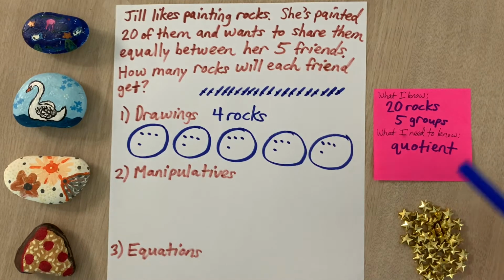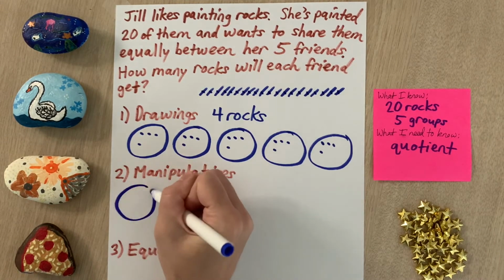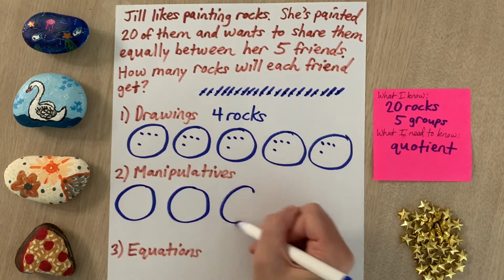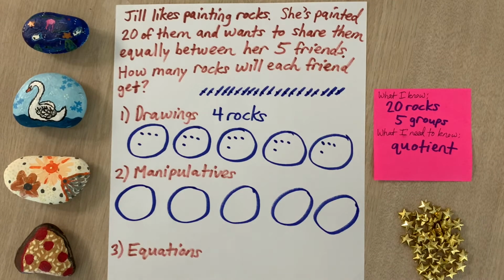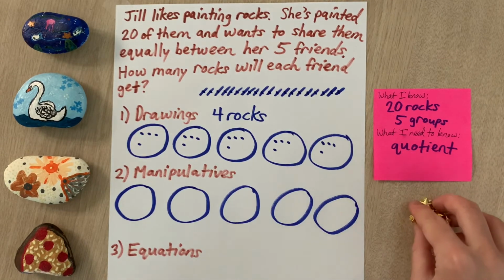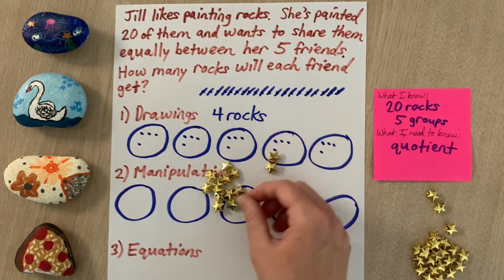Okay, so we know that there's 20 rocks total and that there's going to be 5 groups, and we need to know the quotient. We need to know how many rocks each friend will get. Okay, so let's start out by drawing our 5 groups. Okay, and now using our manipulatives, we know that we'll need either 20 beans or beads or stars, whatever you have. So let's start out by counting those. You should have 20.